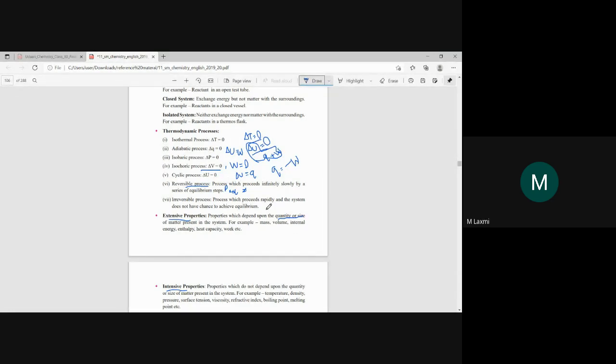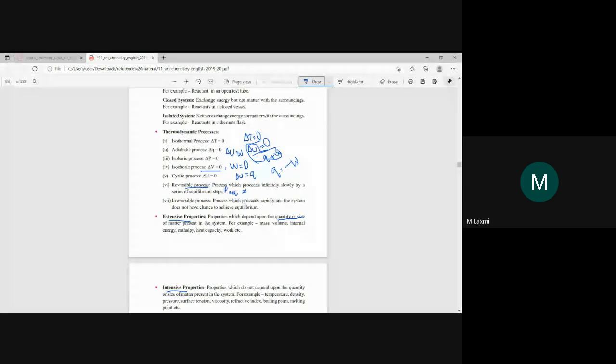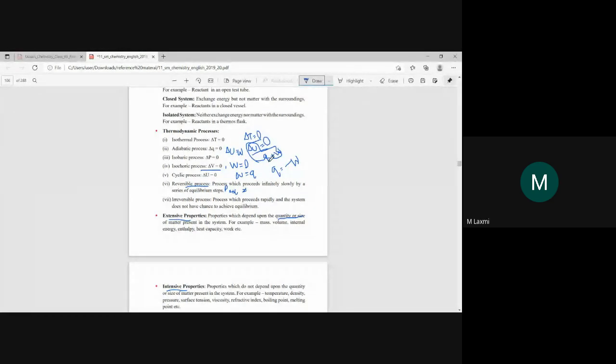Now I have a few questions. Now I'm saying work is done by the system. What is the value of W? Make it fast. Work is done by the system. Then what is the sign for W? Tell me what sign my W will take.